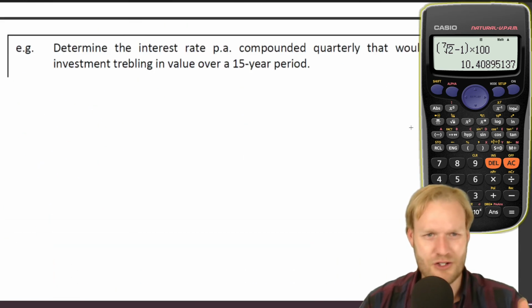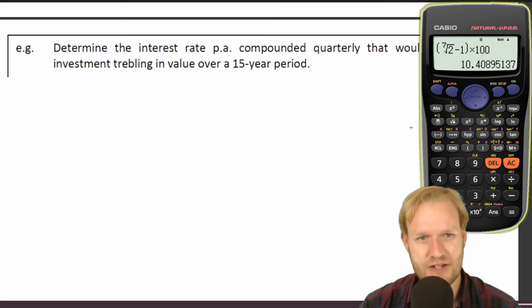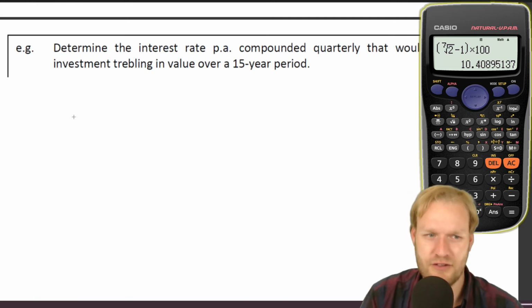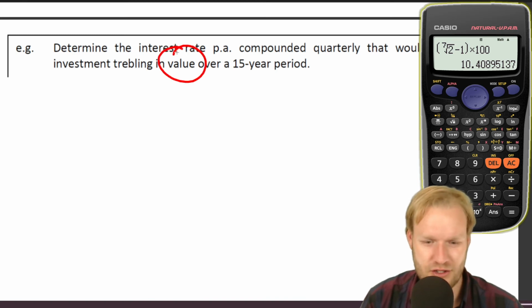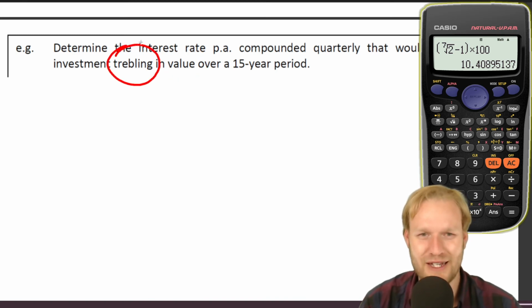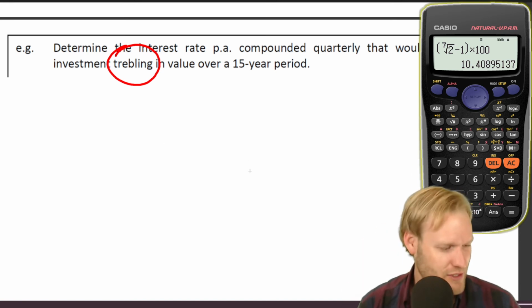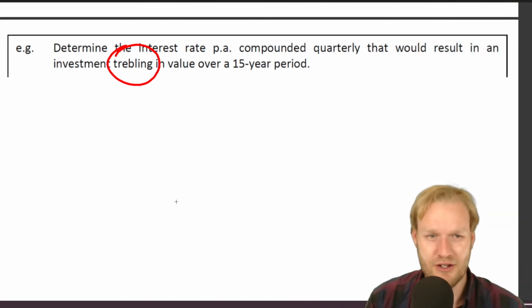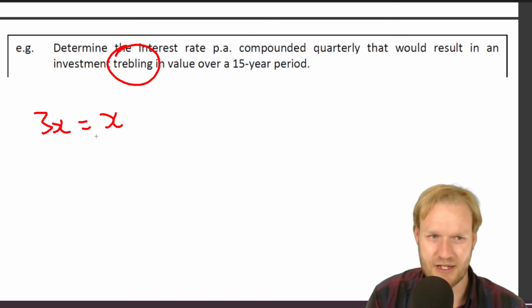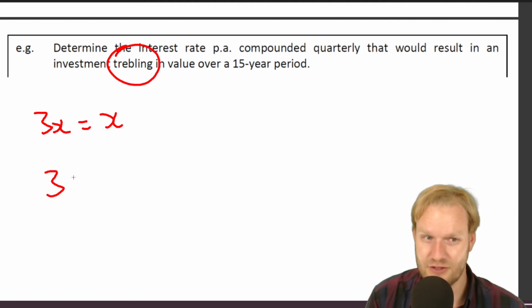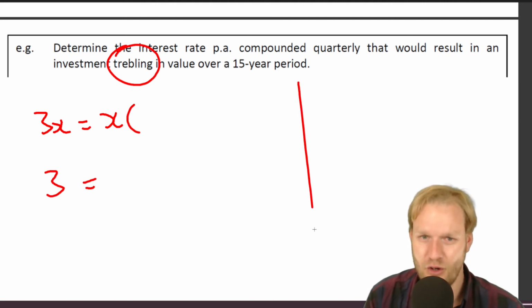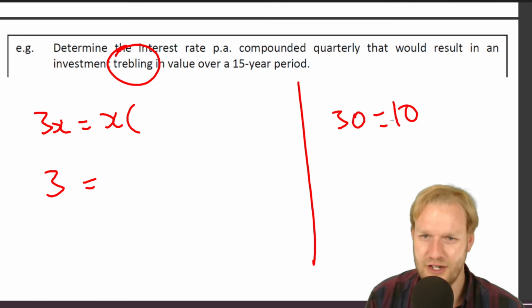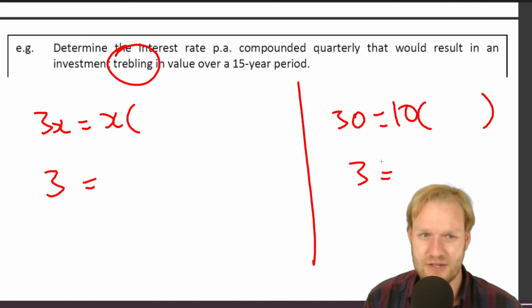I hope so. Determine the interest rate compounded quarterly that will result in an investment trebling in value over a 15-year period. So the question is, what does it mean for something to treble? Well, I think it means that it times by 3. So again, either way, you could go, well, you've put x in and you get 3x out, because you know that 3x divided by x gives you 3. Or you might have said, I put 10 rand in and I got 30 rand out. Still, when you divide by 10, you're going to get 3 on the left-hand side.